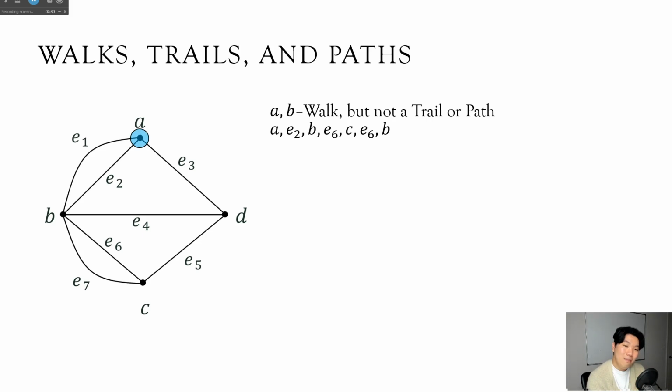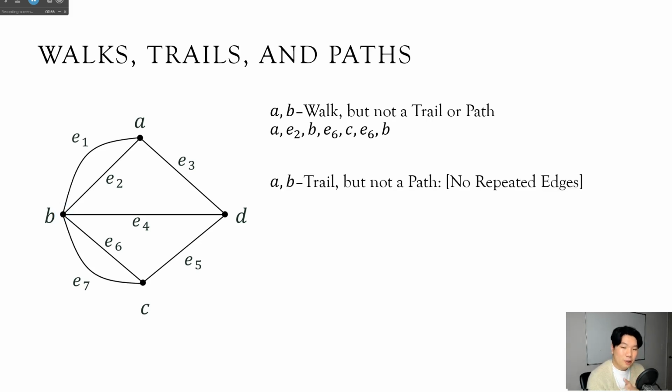I start at A, I go along E2 to B, I go along E6 to go to C, and then I return backwards, returning me to B. In this case, clearly we repeated some of our edges and some of our vertices. So we are not a trail nor a path, but we're still a walk.